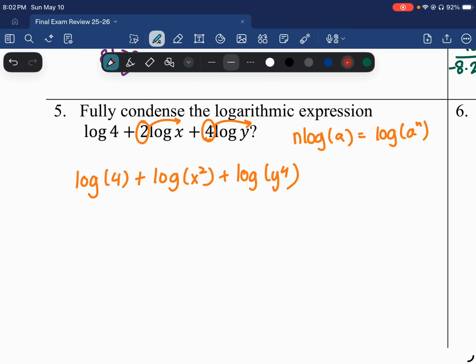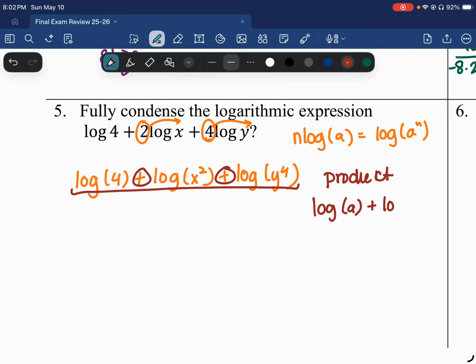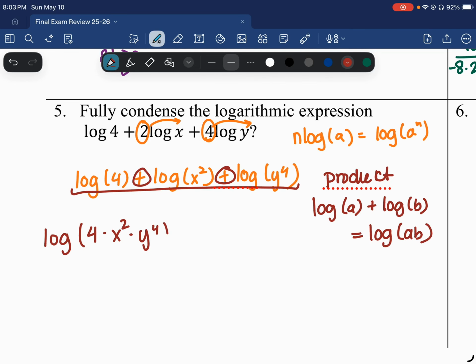Then we look across all the logarithms and see what is in between them. All 3 of these have plus signs in between. That means we're able to use that product property that we talked about earlier. If you have 2 logs, log of A plus log of B, you are able to condense those by multiplying their arguments. And that goes for 3, 4, 5, 12 logs. As long as there's pluses in between them, they all get multiplied on the inside. So we will have log of 4 times x squared times y to the 4th.